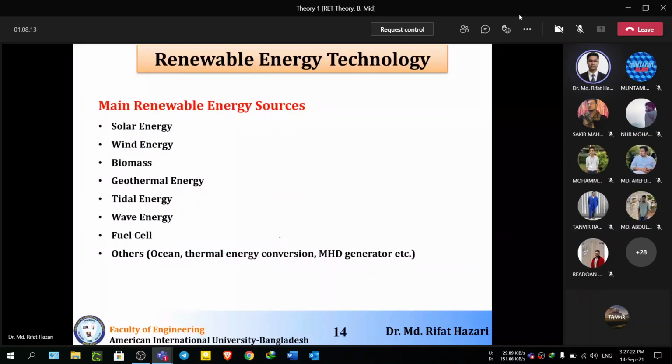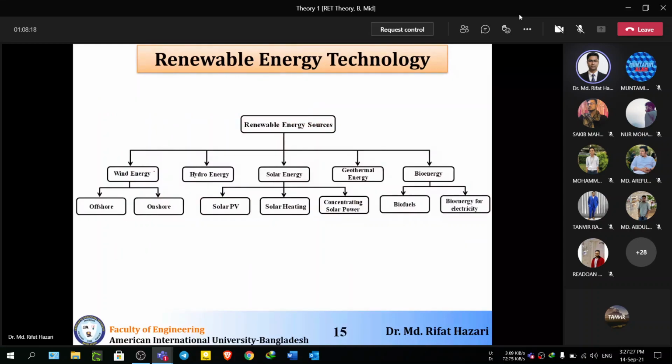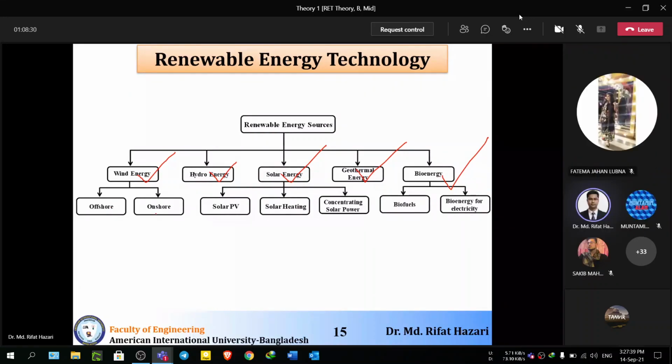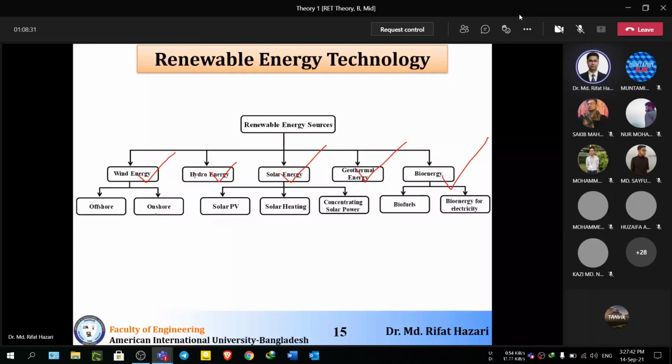Yes, sir. Okay, so what are the renewable energy sources? Well, you already know. So there are a lot of types of energy sources. For example, wind energy, it can be hydro energy, it can be solar energy, it can be geothermal, it can be bioenergy. So wind energy, basically two types. One we call the offshore and another one is onshore. For example, if you connect all your wind turbines in the mainland, that means it's called onshore wind turbine.